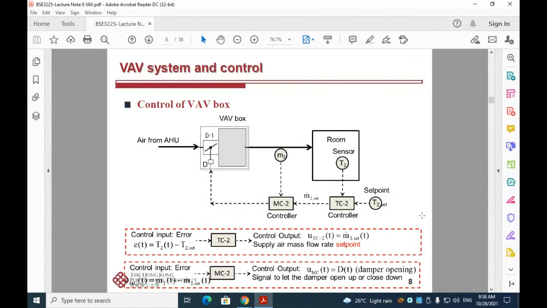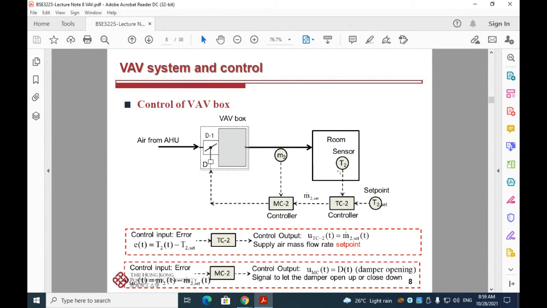Okay, so this slide is a further illustration of the control of VAV box. So you can see that for the VAV box, we have air from the primary air handling unit. And then the VAV box will supply air directly to the room.